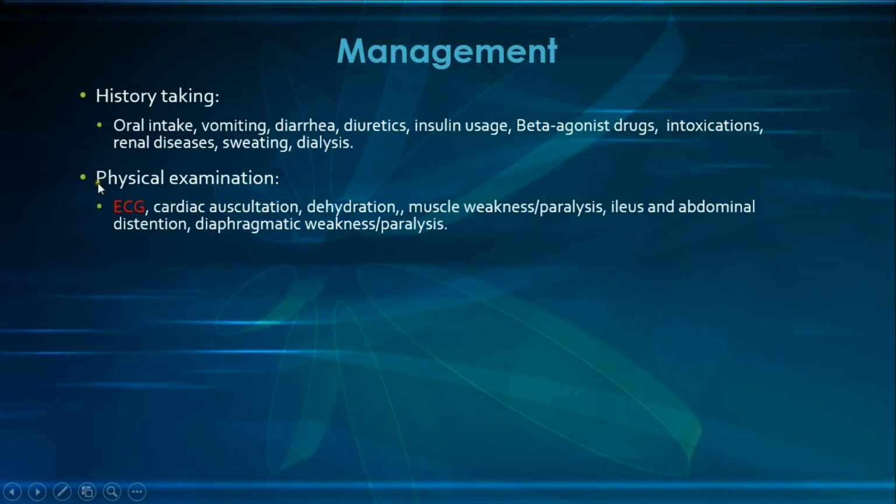Now let's move to the physical examination. The first thing you do when you do the physical examination is to order an ECG. In fact, the ECG should even be before the history taking. The first thing you should do is the ECG to exclude any life-threatening arrhythmias that could occur in hypokalemia, especially if the potassium level is below 3. When the potassium is between 3 and 3.5 milliequivalents per liter, it is unlikely to be symptomatic or problematic. But once it drops below 3, then symptoms start to manifest.